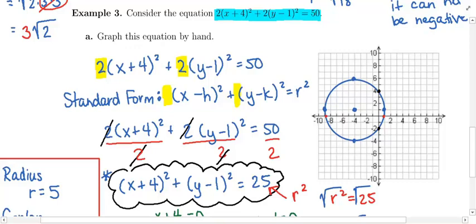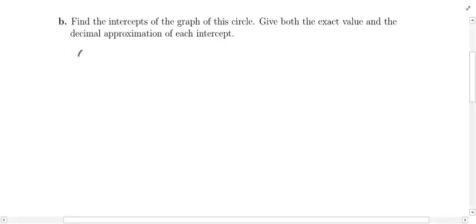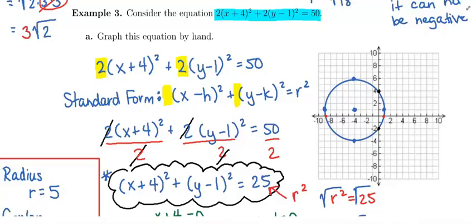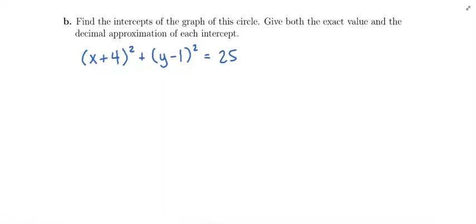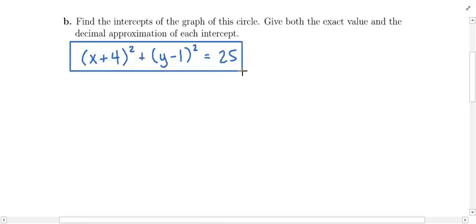Okay, so I'm going to go to the next page and write this down. The equation of our circle in standard form is (x + 4) squared plus (y - 1) squared is equal to 25. Let me just go back and check that I wrote it down correctly. All right, so this is the equation of our circle that we're going to be working with. I'm going to box it so that we keep track of it, because we're going to be referring back to this equation a few times.